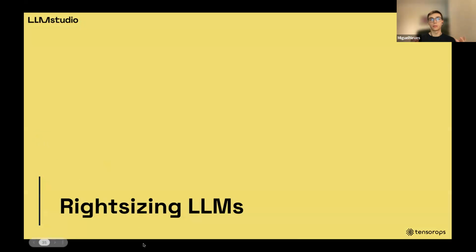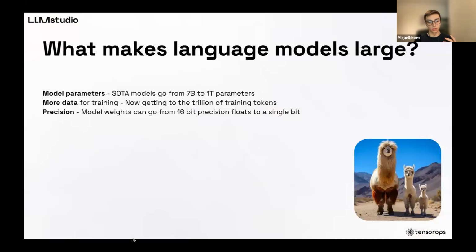And models really vary by size. So I think it's important to first understand what actually makes these models so big. The main factor is the amount of parameters. State-of-the-art models go anywhere from 7 billion to 1 trillion parameters, with the likes of GPT-4. These models need a lot more training data, trillions of training tokens. In addition, each parameter has high precision, which means it occupies more memory.